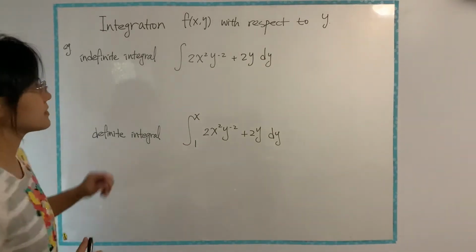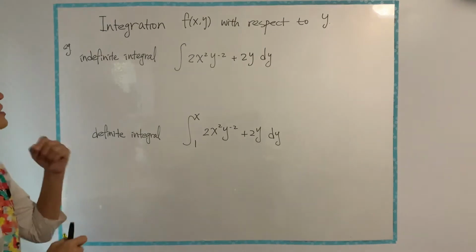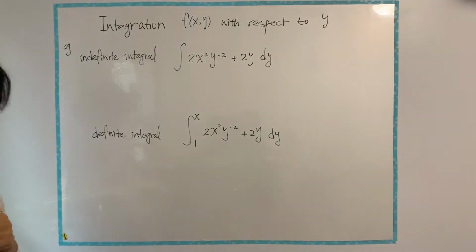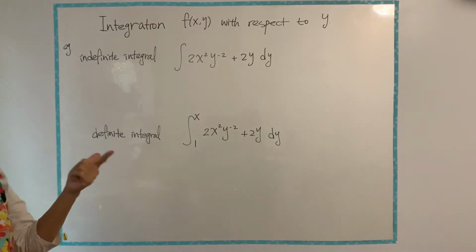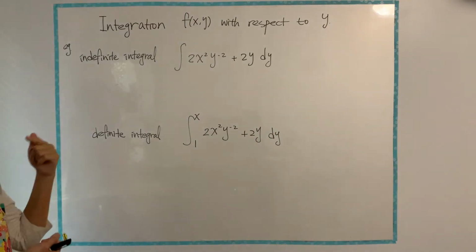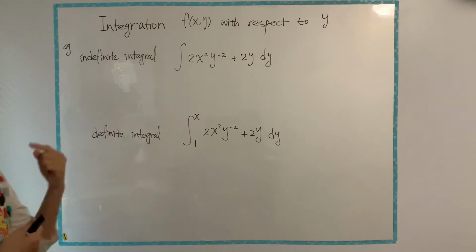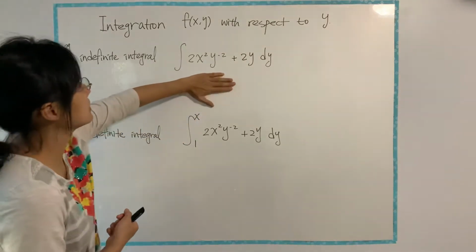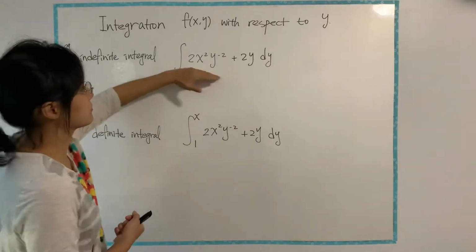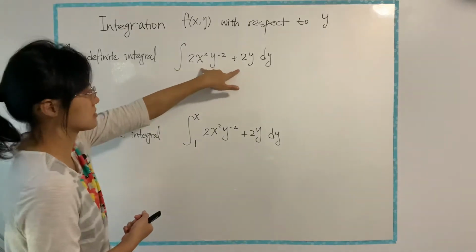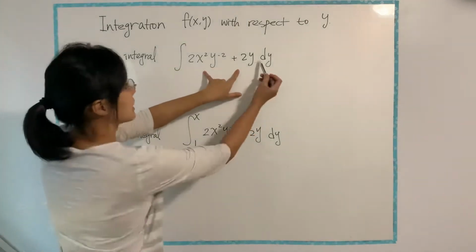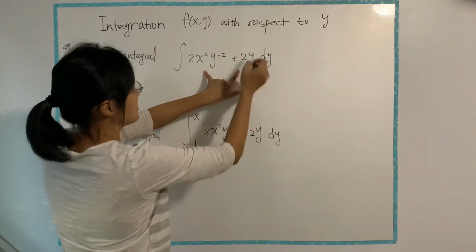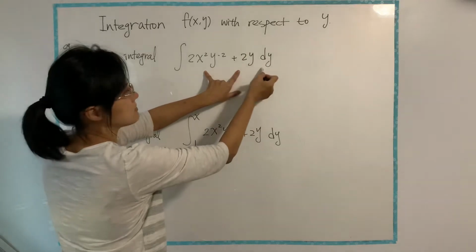We talked about partial derivatives. Now let's talk about integration. If I have a function of multivariables, say two variables, x and y, and I want to integrate this function with respect to only one of the variables, let's say y. For example, here, I have a function of x and y, so this integrand has two variables. And when I write integral dy, I mean I'm integrating this function with respect to y.